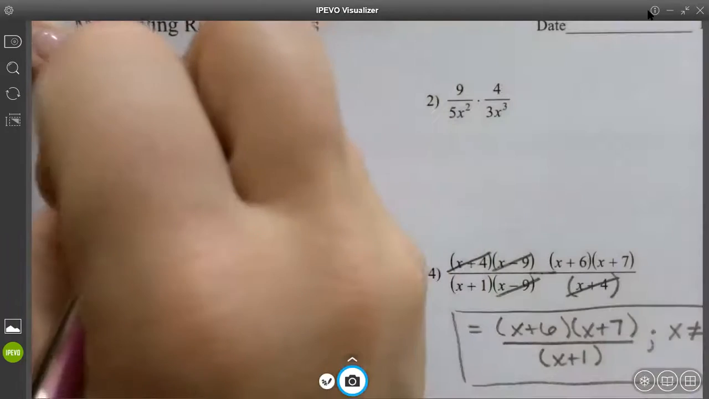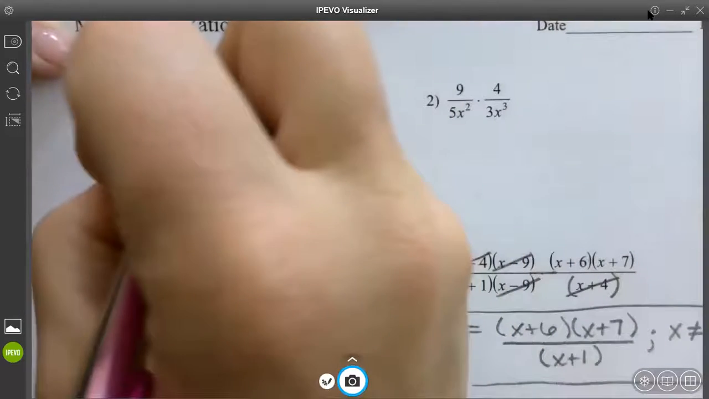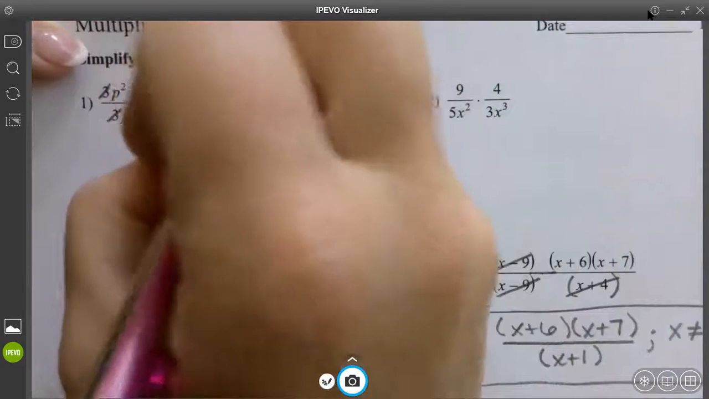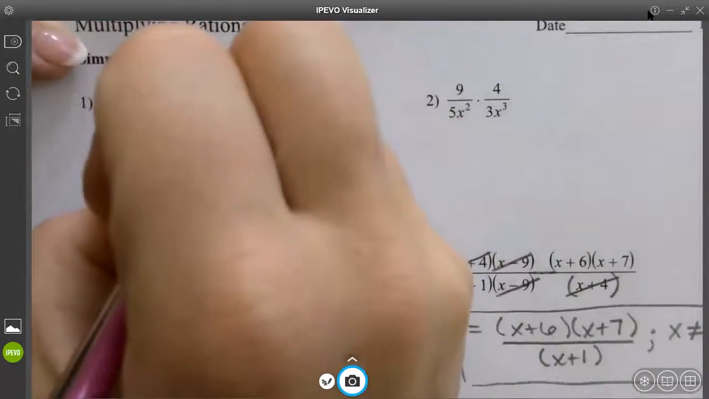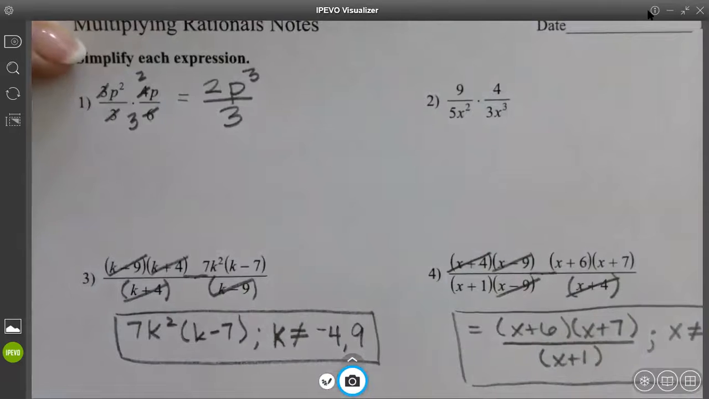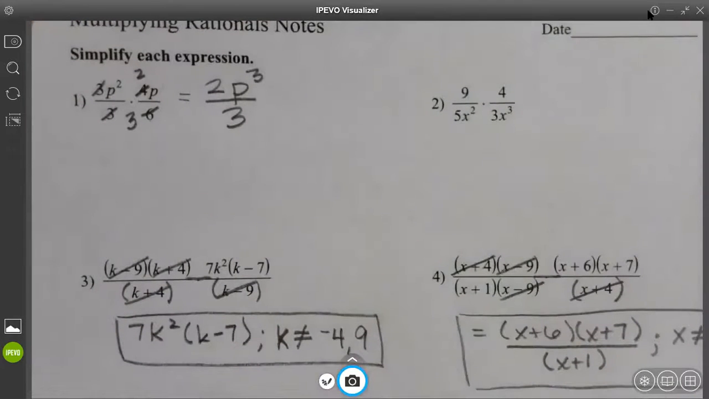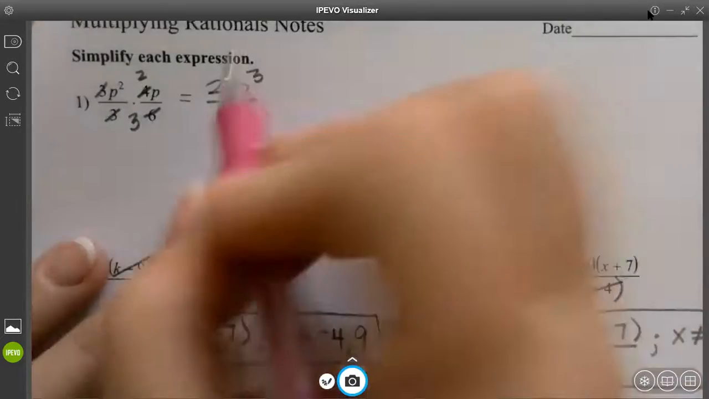And then we just squish them together. So on top, our only number is a 2. We have 3 p's on the top. On the bottom, we just have a 3. We didn't mark out any variables, and we didn't leave any variables on the bottom, so there are no points of discontinuity. This is it.